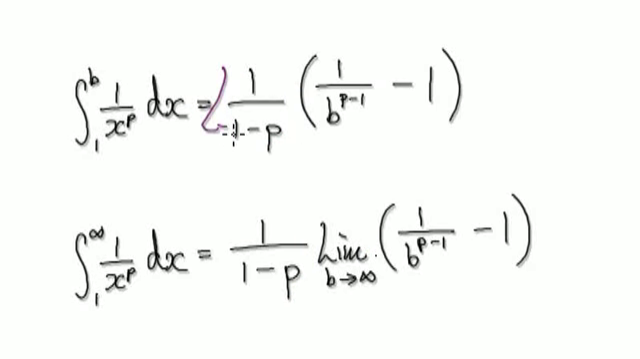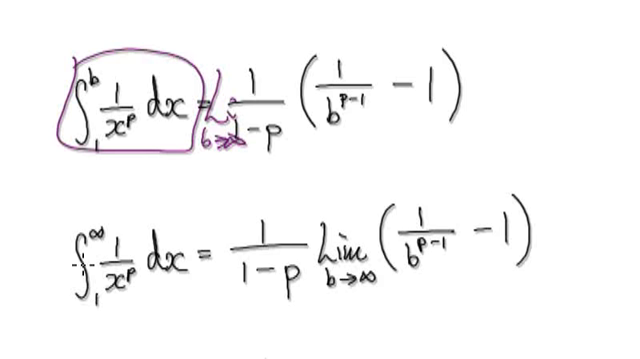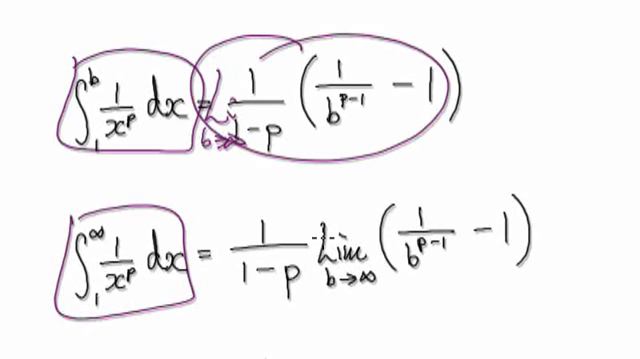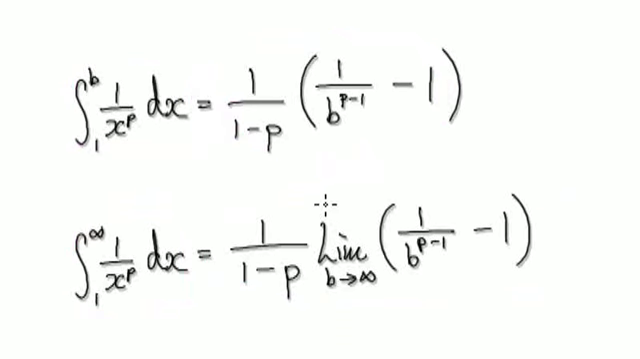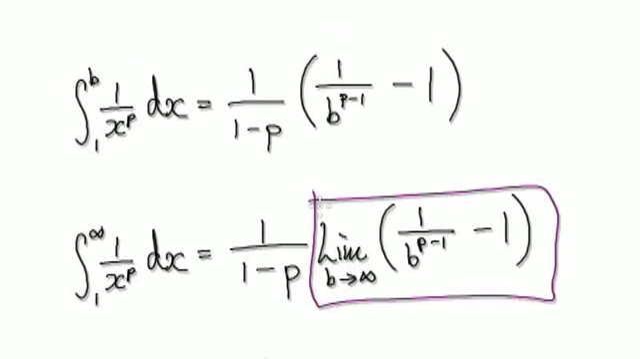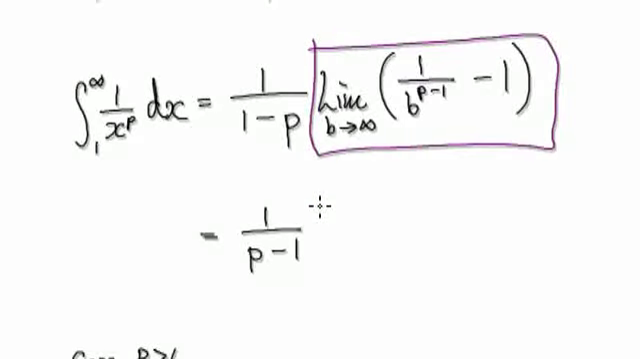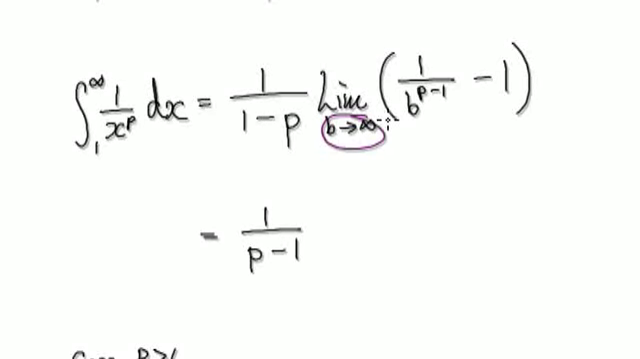So the minute you allow b to head towards infinity, you are no longer integrating from 1 to b. You are now integrating from 1 to infinity. So from here, take the limit as b heads towards infinity. So this thing here will then become this. This whole thing here will then become this. Now you've got to decide what happens to this block here. As b heads towards infinity, what happens to this?